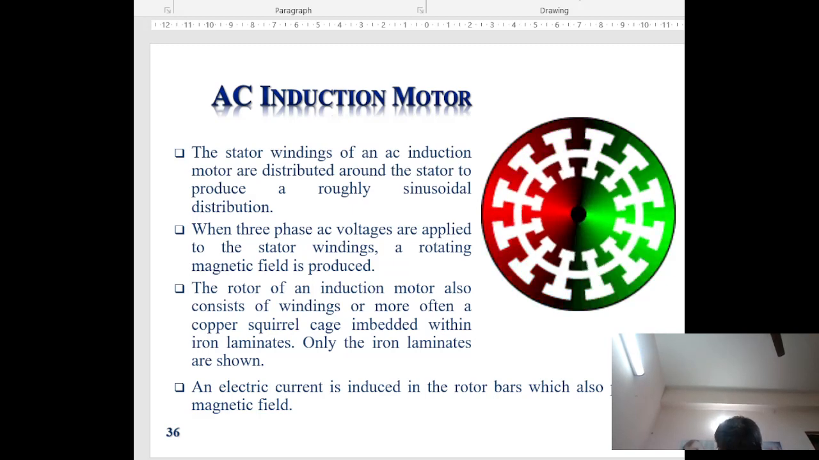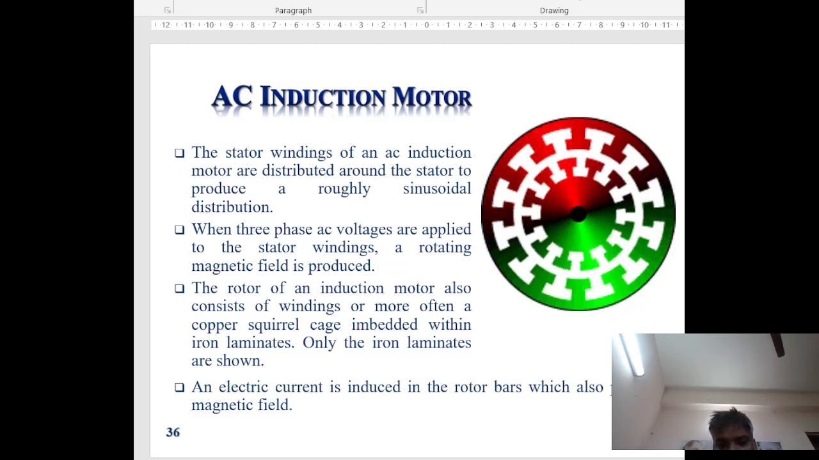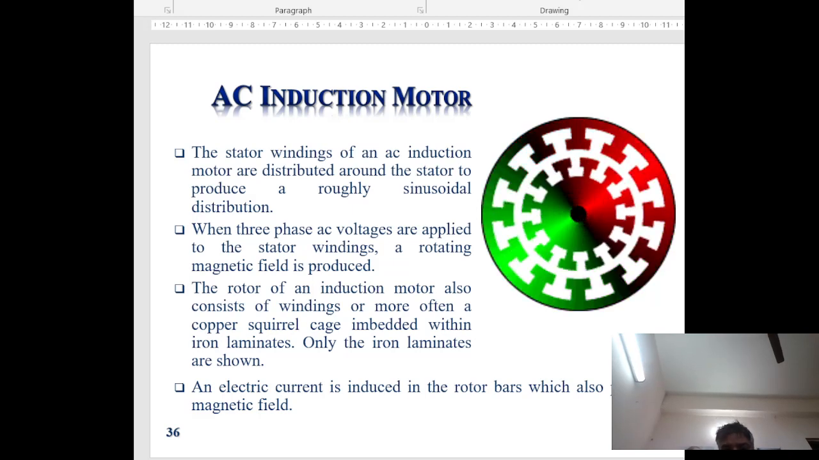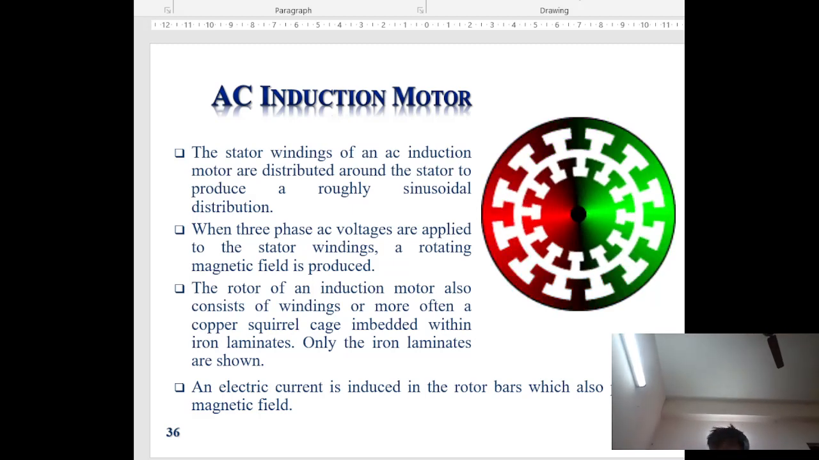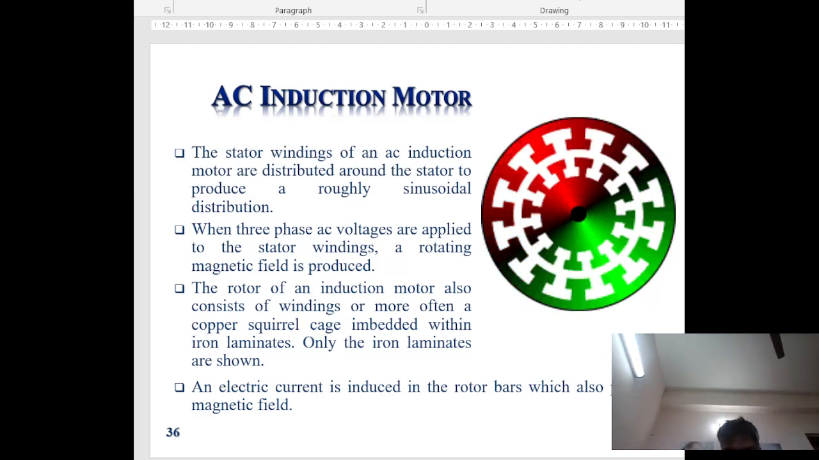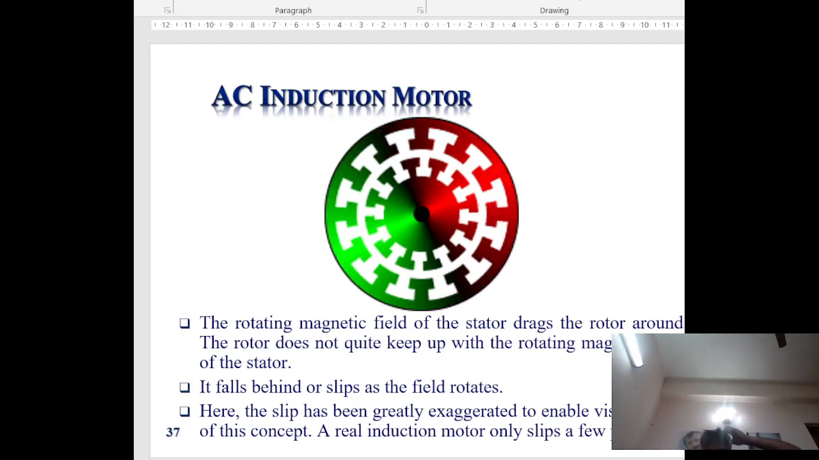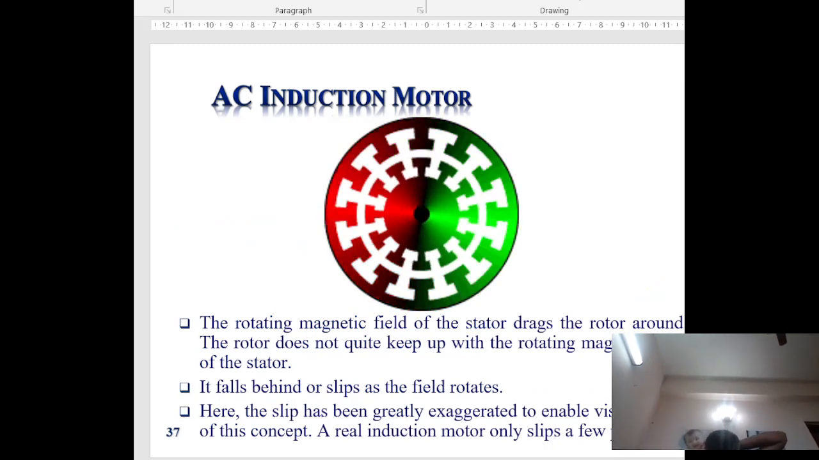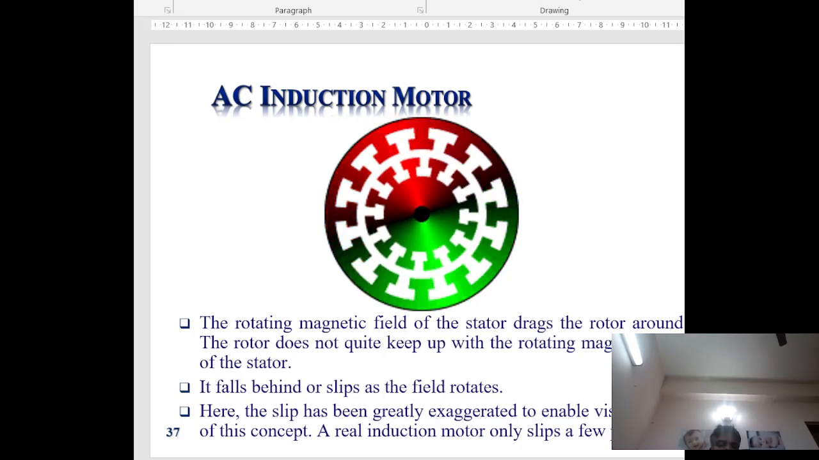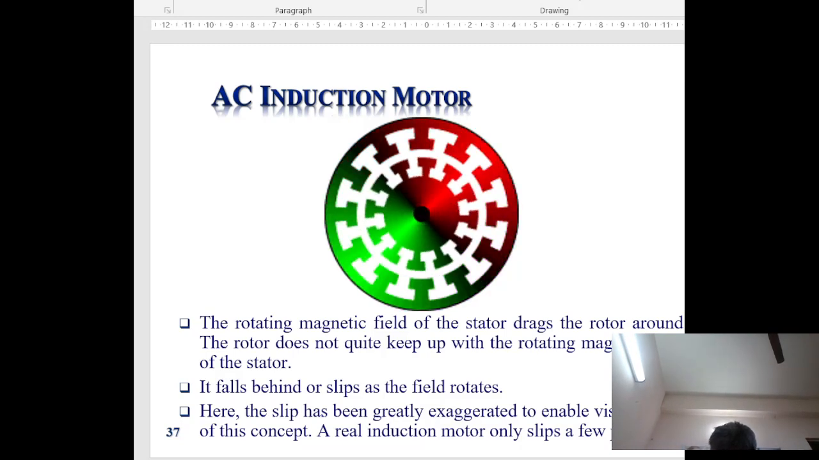The rotor of an induction motor also consists of winding, or more often a copper squirrel cage embedded within iron laminate. Only the iron laminate is shown. An electric current is induced in the rotor bars, which also produces a magnetic field. The rotating magnetic field of the stator drags the rotor around. The rotor does not quite keep up with the rotating magnetic field of the stator. It falls behind, or slips, as the field rotates.